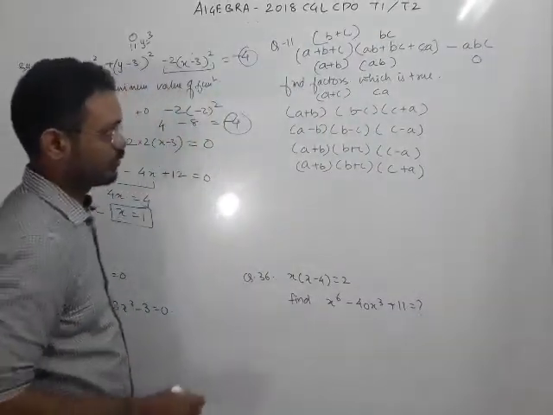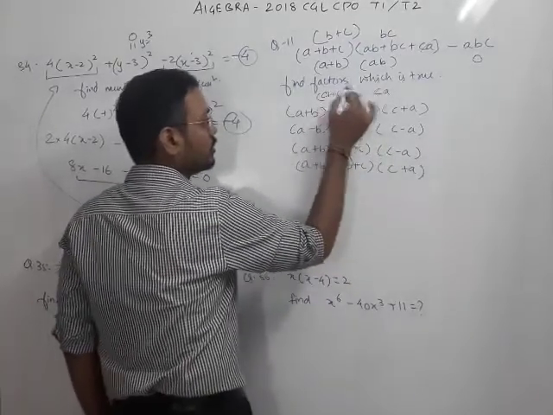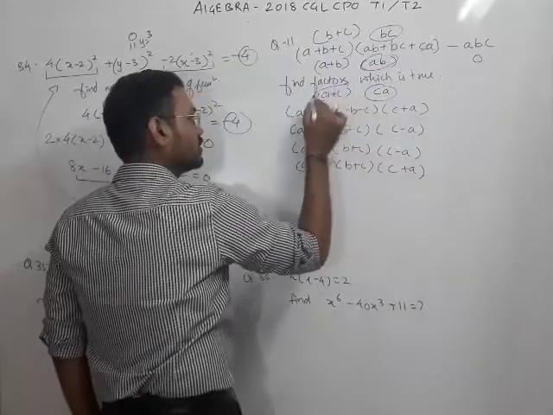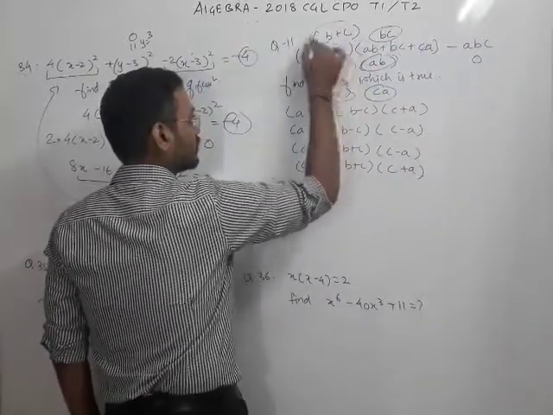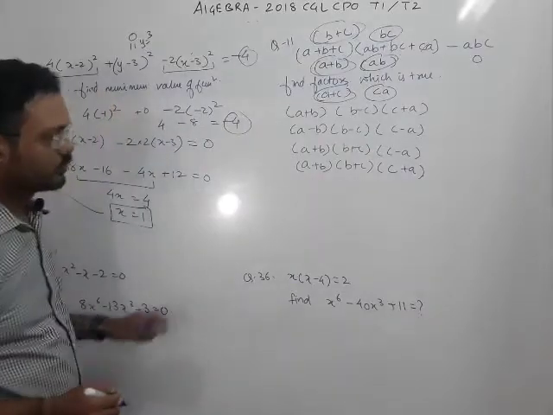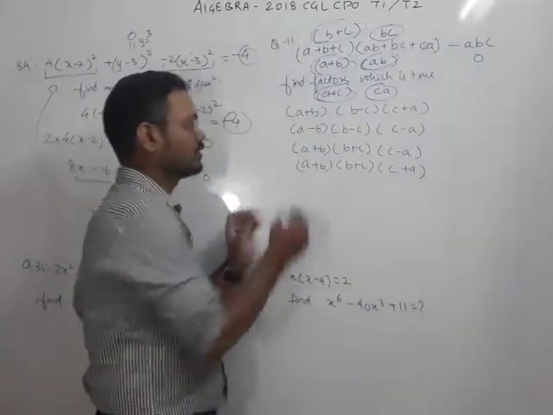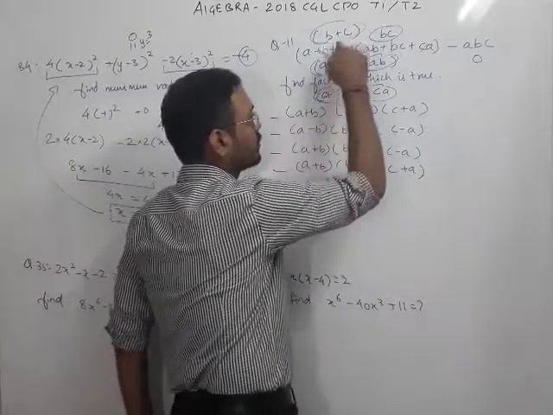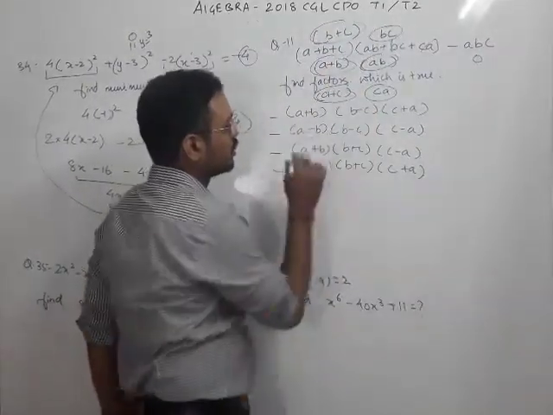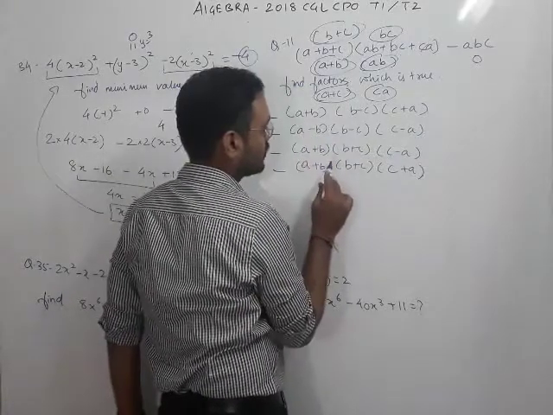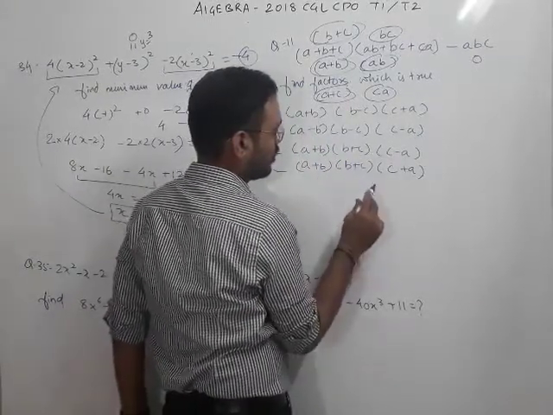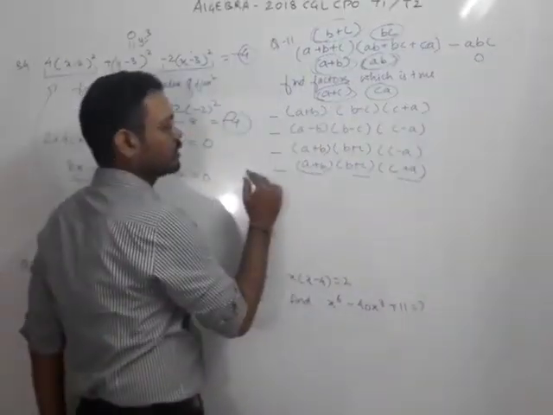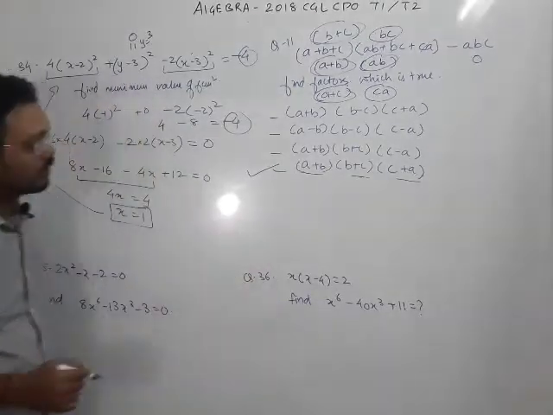Which means if you see it properly, under any condition, there are 3 factors. Plus this is always there. Which means if any one is my answer, it has to have either A plus B, or B plus C, or C plus A. Is there any option which has all? Yes, A plus B, B plus C, C plus A. So this becomes my answer.